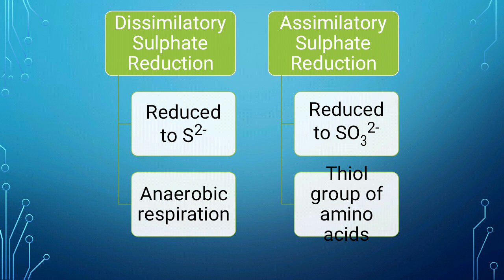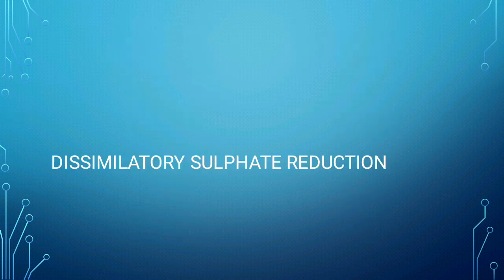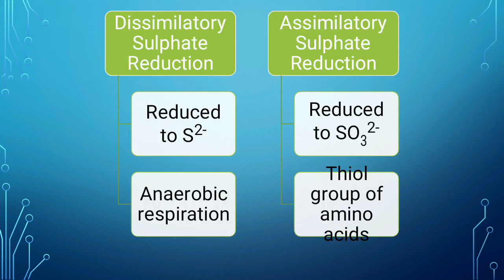Here the organism is using this sulfate as a terminal electron acceptor, which means this is an example of anaerobic respiration. So dissimilatory sulfate reduction is an example of anaerobic respiration using sulfate as the terminal electron acceptor. Here sulfate will accept the electrons and get reduced to form sulfide. In case of assimilatory sulfate reduction, again we have sulfate accepting the electrons and getting reduced to sulfite.